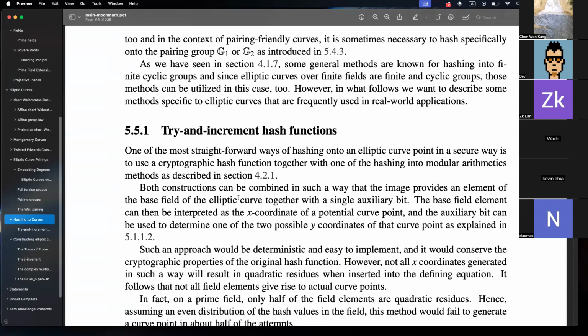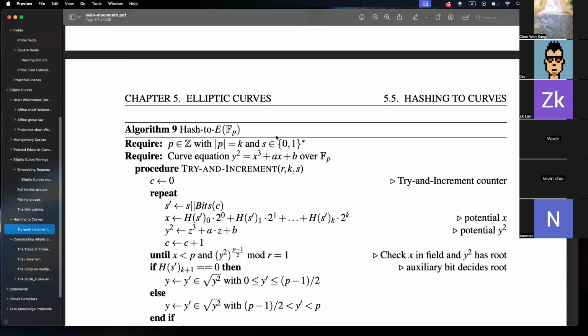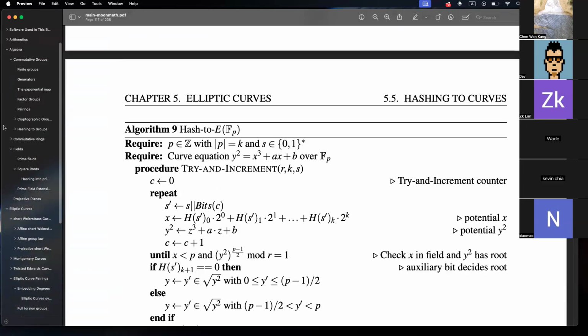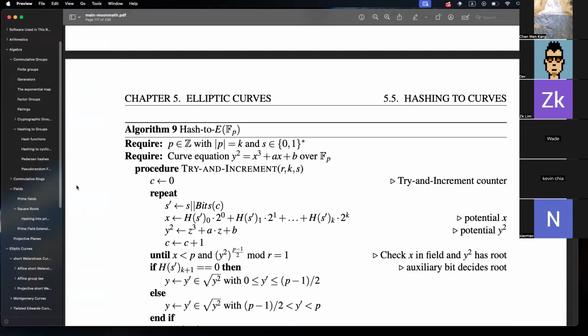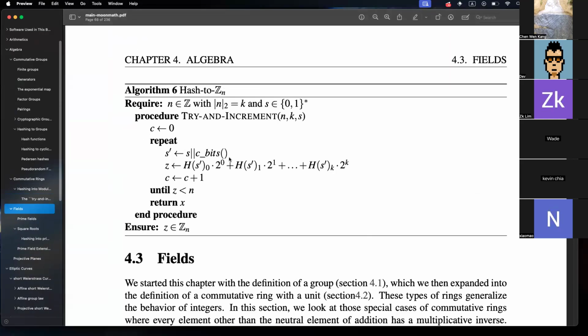This is a little bit different from if you're just doing it on a field. For a field, you don't need to try and increment. I believe there is something called, wait, let me check. No, it's not here. Common rings, hashing into module. There's also try-and-increment in rings as well, which does similar things.